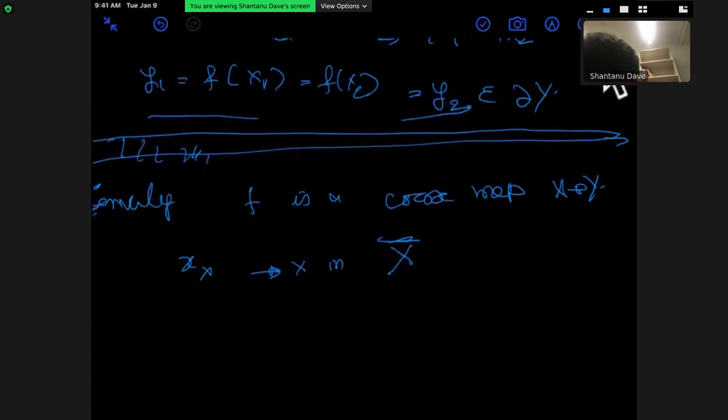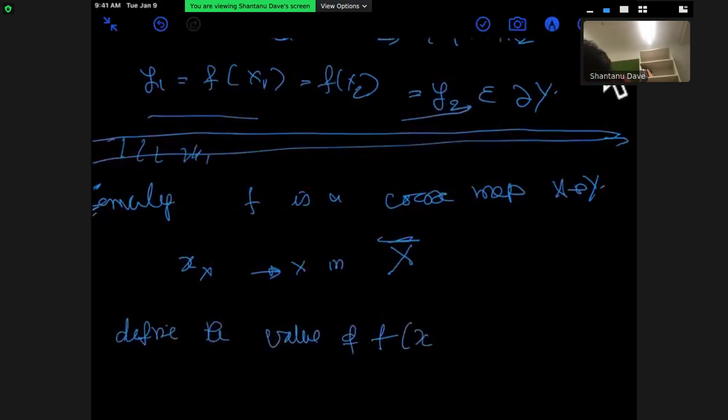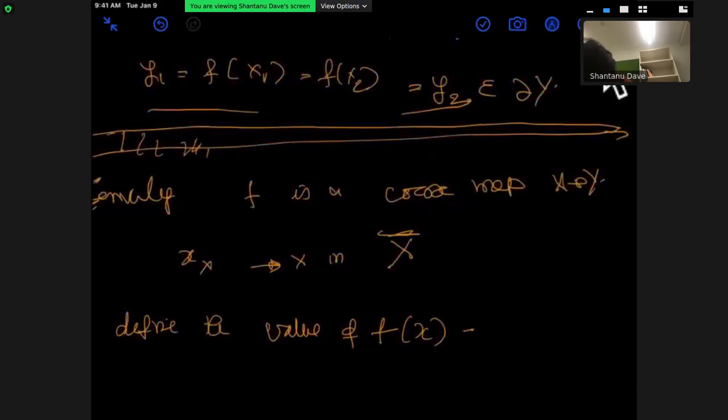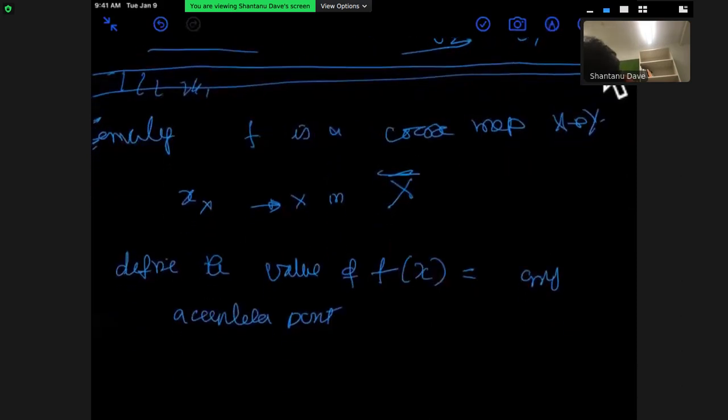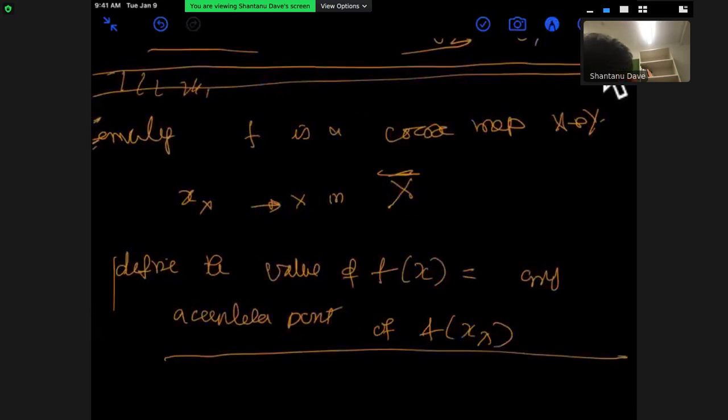I will just define the value of f, so this is my extension, the value of f at x, to be any accumulation point of f of x lambda. Any. So this is my definition of the extension.